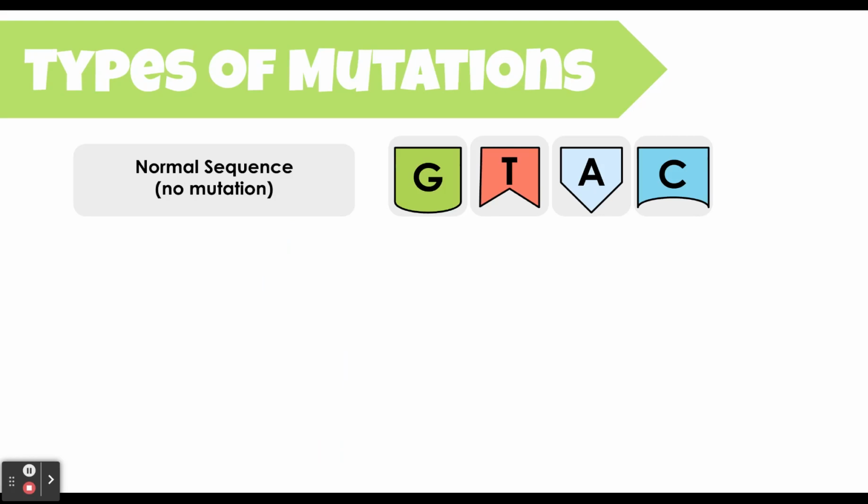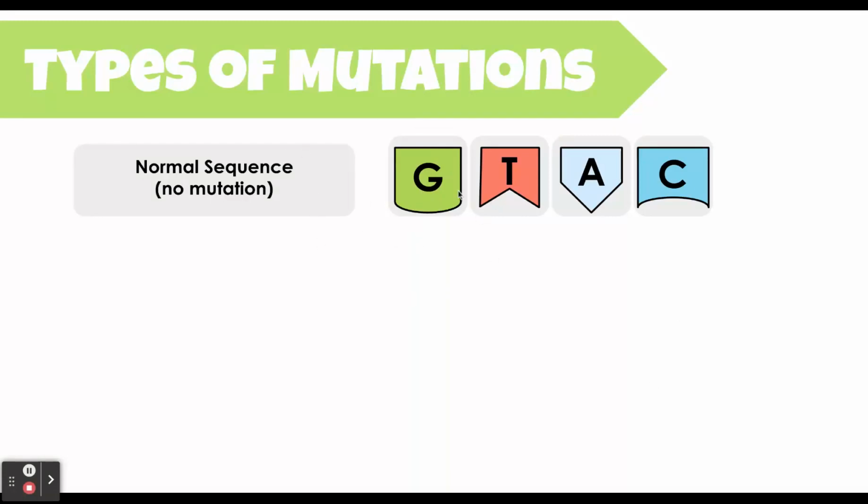And there are many different types of mutations. I do want to stress that mutations might happen to one single nucleotide within the DNA, or it could happen to 10, 20, 30, hundreds of nucleotides at a time. So pay attention to the types of mutations we're going to talk about. This could apply to one single letter, or it could apply to whole sections of nucleotides.